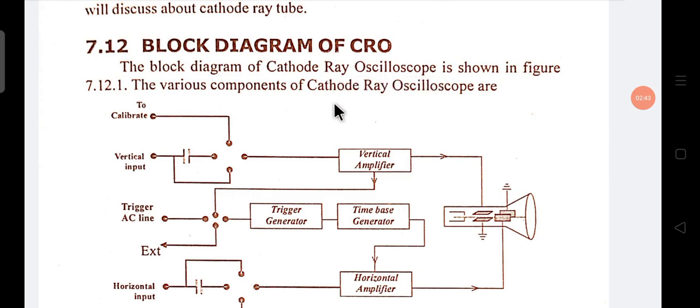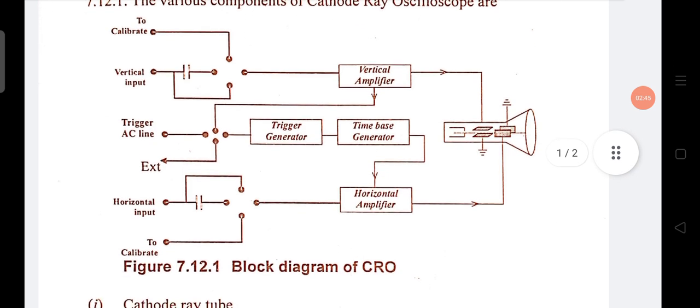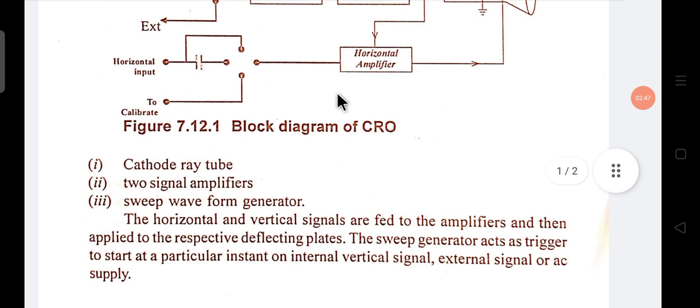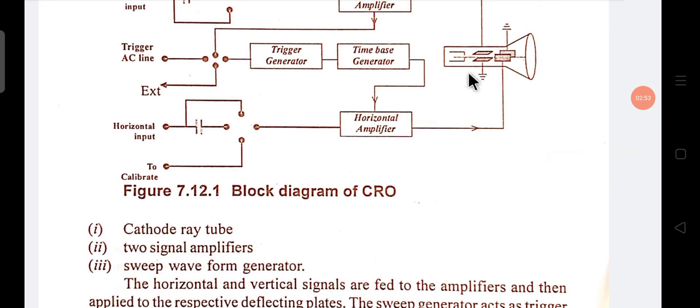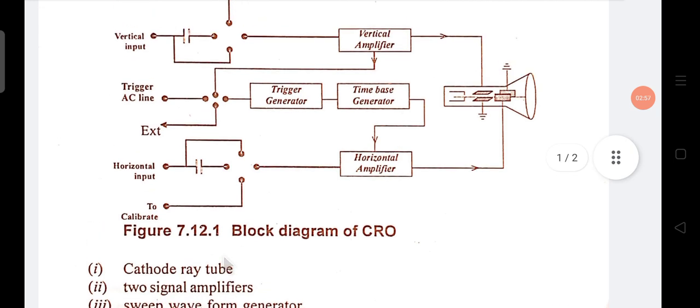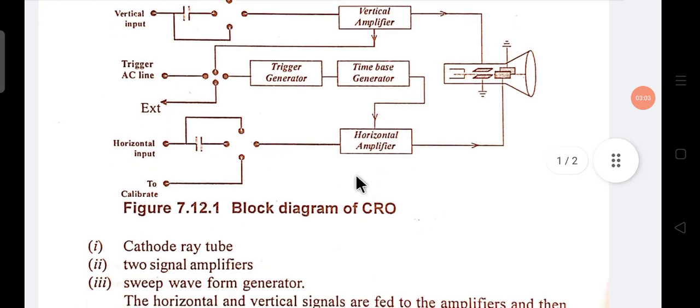The components of the cathode ray oscilloscope are: one, the cathode ray tube, this is the CRT; two, signal amplifiers, one vertical amplifier and one horizontal amplifier; and a sweep waveform generator. This is the trigger generator, and the time base generator.